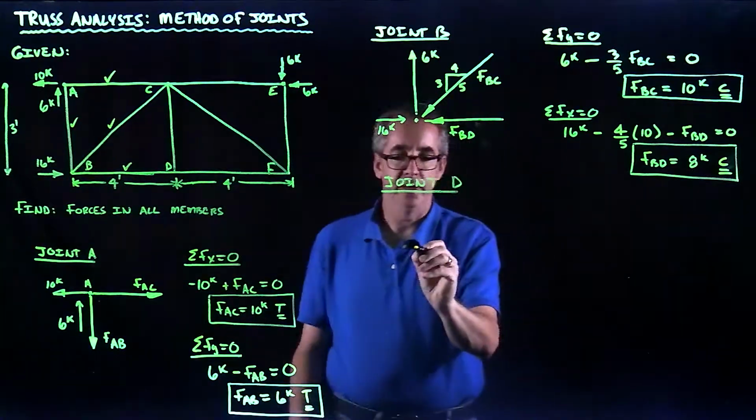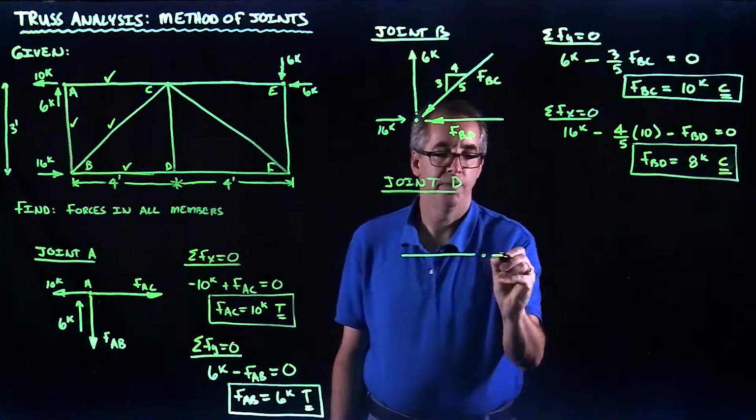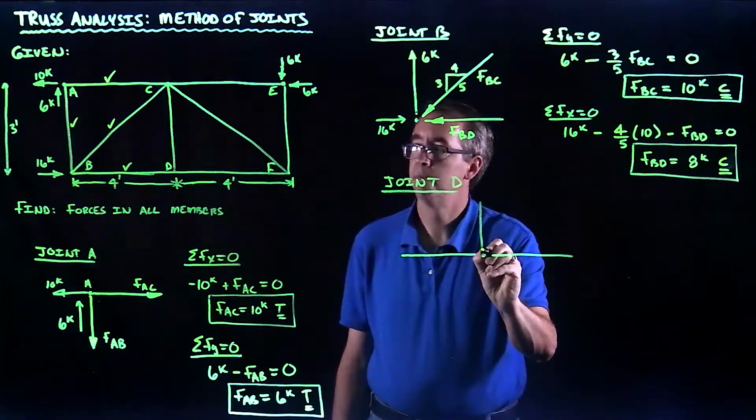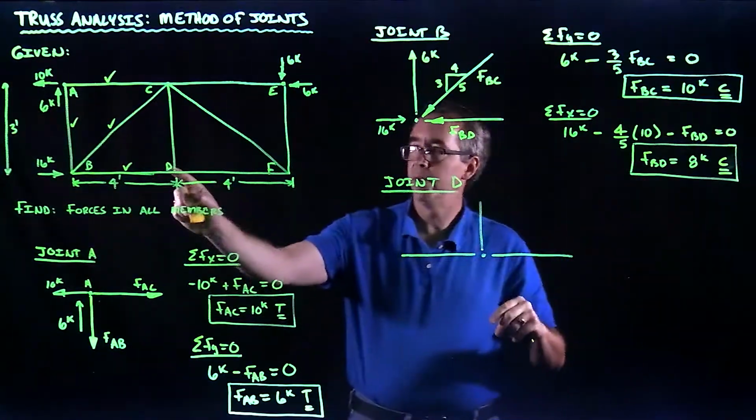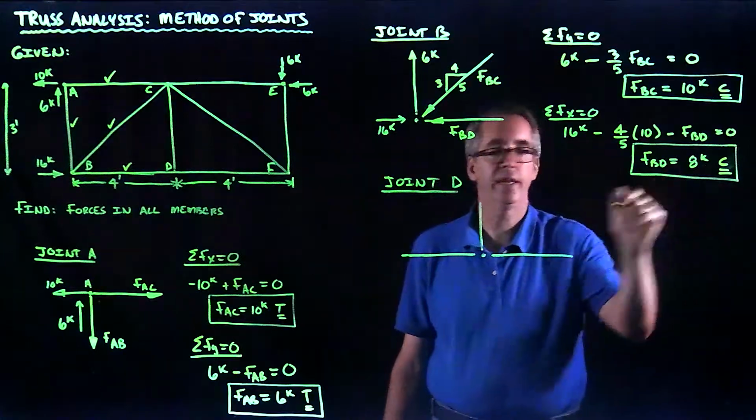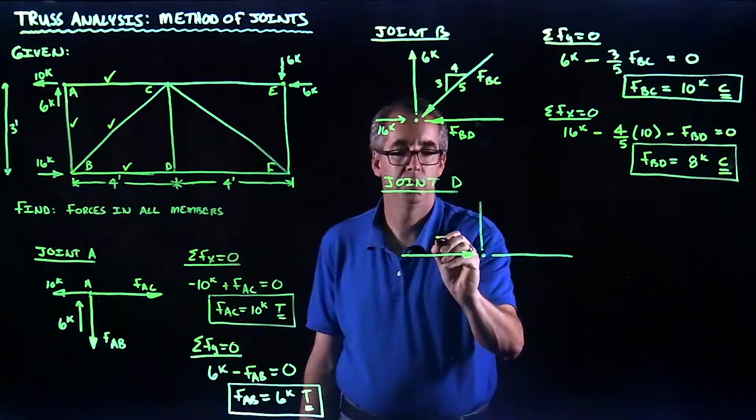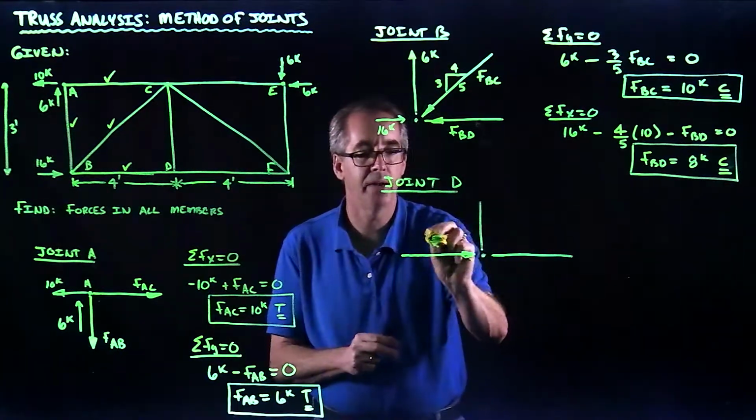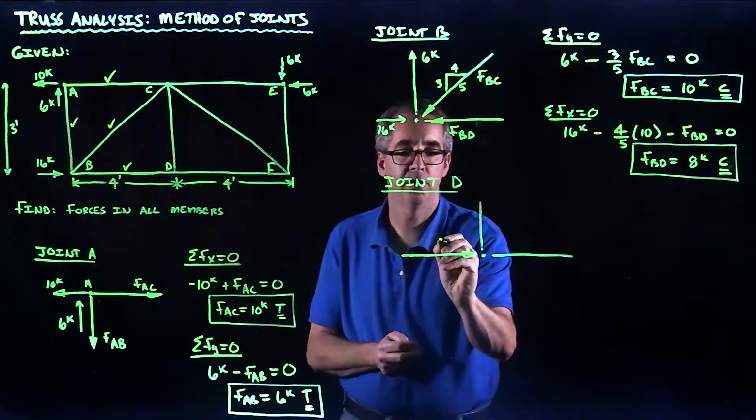So again, I'm going to do the exact same process. I'm going to draw a free body diagram of the joint. Okay. See, BD is what we just solved for. We found that it was 8 kips in compression. Actually, I'm just going to write down the magnitude. I won't write the symbol for it. So it's 8 kips in compression.